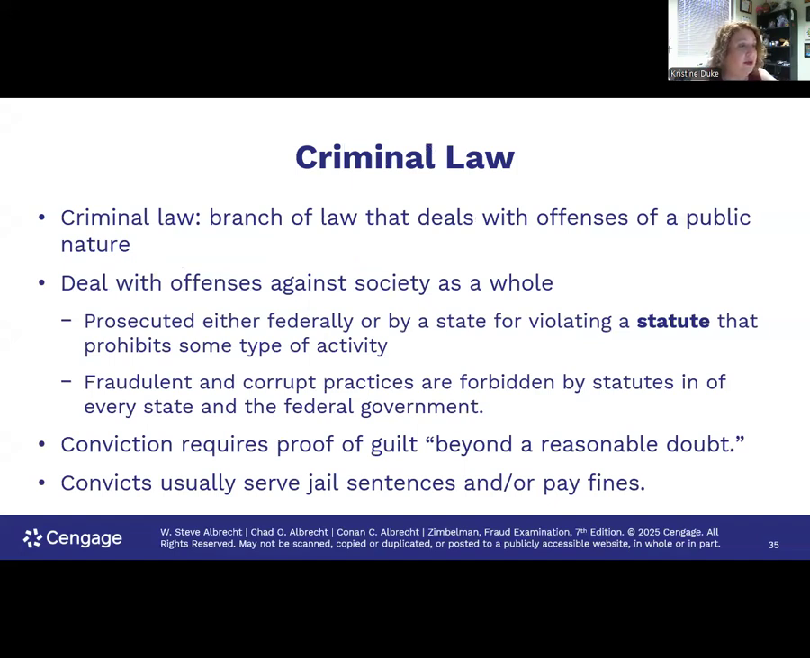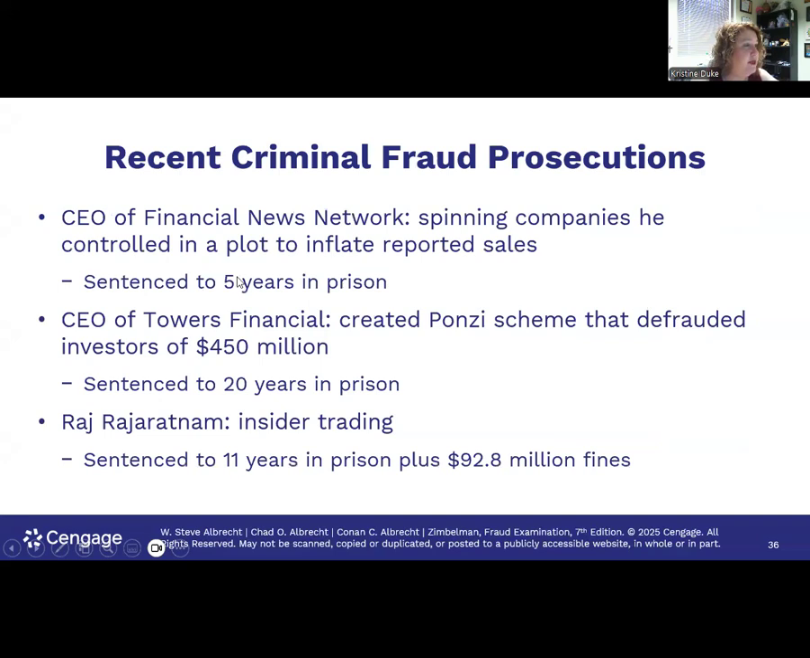Okay, criminal. Right down there, beyond a reasonable doubt. They serve jail time, they pay fees. Here we go. Recent.